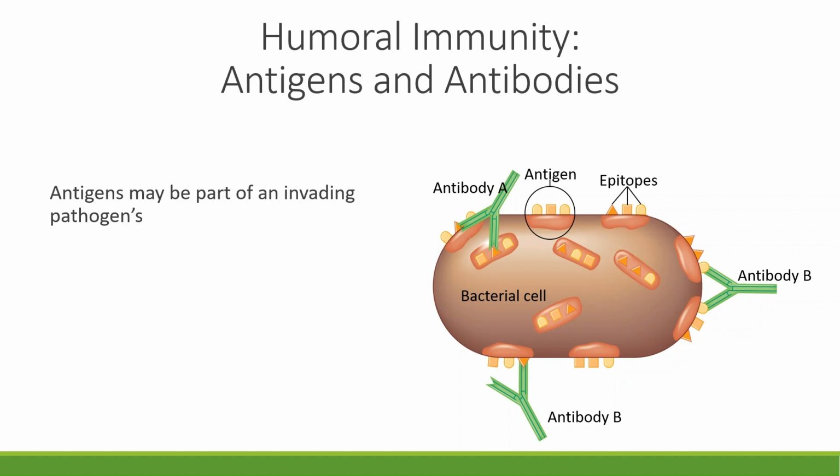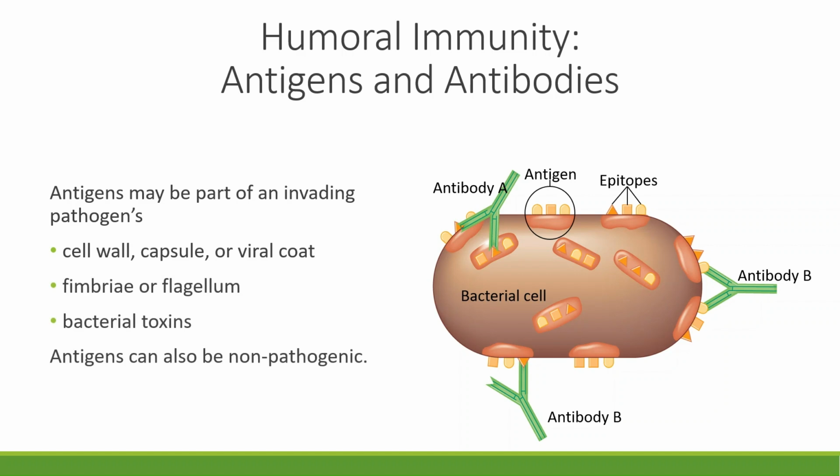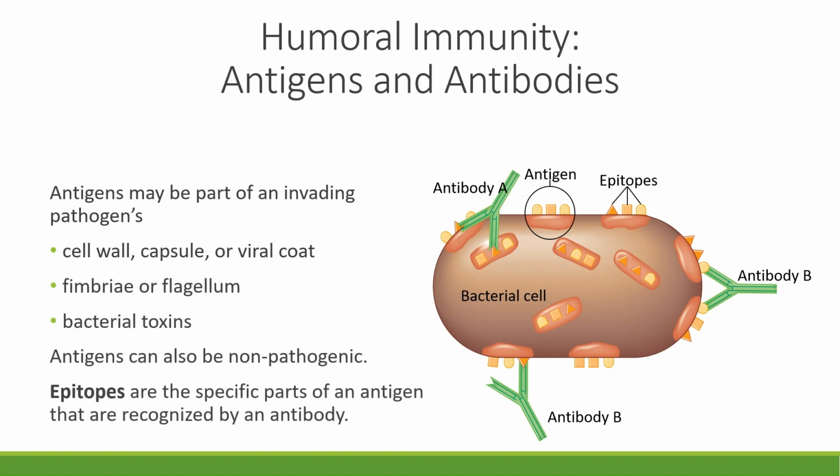And antigens, again, are molecules that trigger an immune response. They're typically a part of the invading pathogen, unless, of course, it's a misidentification, as with an allergy, where your body mistakes something that's not a pathogen as triggering an immune response. Now, these can include the cell wall, capsule or viral coats, fimbriae or flagellum, bacterial toxins. However, not all antigens come from pathogens. Some can be non-pathogenic substances that stimulate an immune response, like with our allergies.